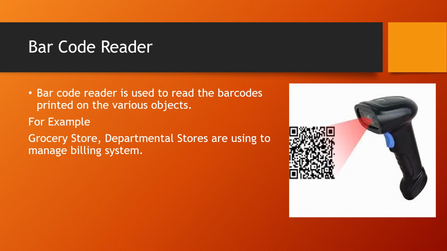Next is barcode reader. Barcode reader is used to read the barcode printed on various objects. For example, grocery stores and departmental stores use it to manage the billing system for the maintenance of their store. A barcode contains small pins, small points, and it can also be in the form of standing lines or sleeping lines. Different types of codes are available.